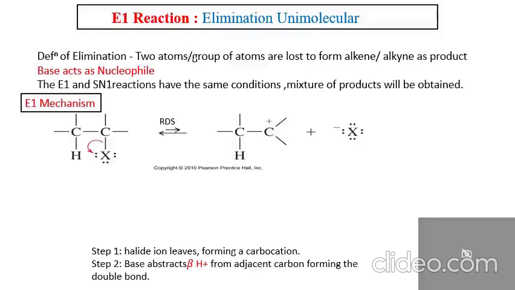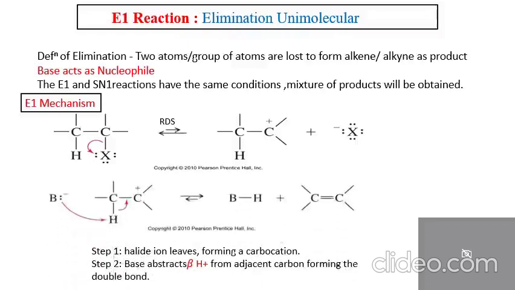Now, the next carbon is called the beta carbon, and the hydrogen attached to this beta carbon is called the beta hydrogen. In this case, the first step is the breaking of the C-X bond to give the carbocation. Energy required is high, and therefore this is the slow process, also called the rate determining step.